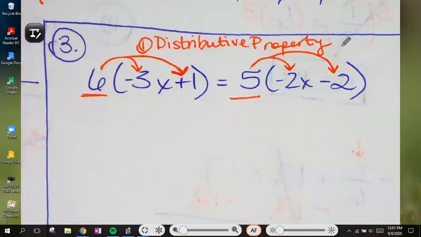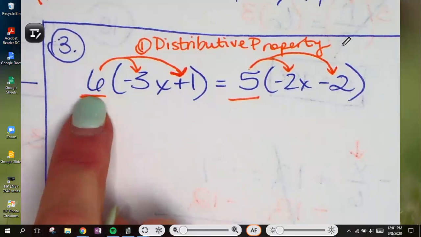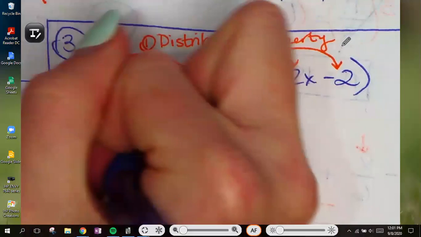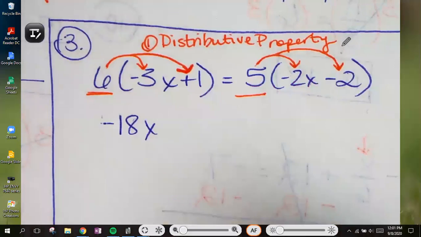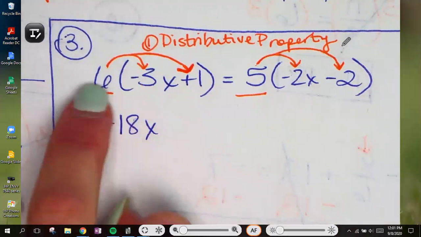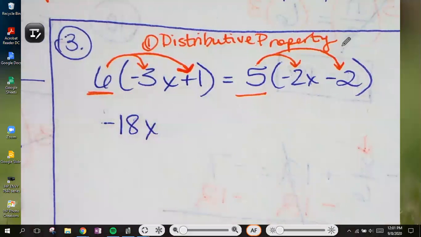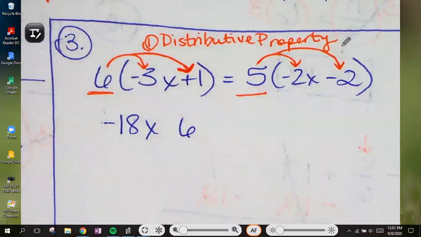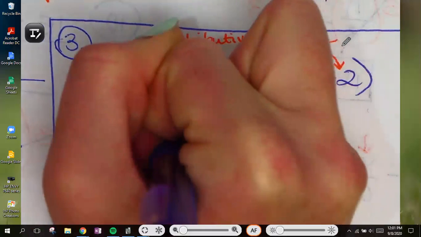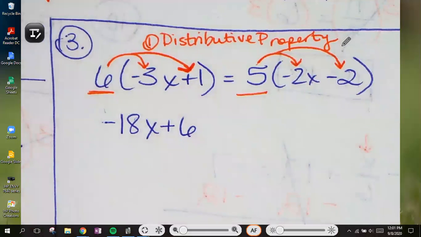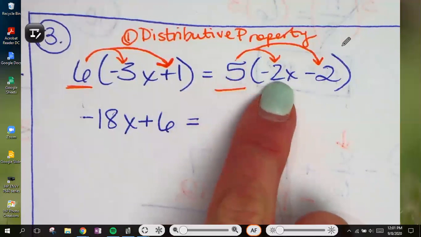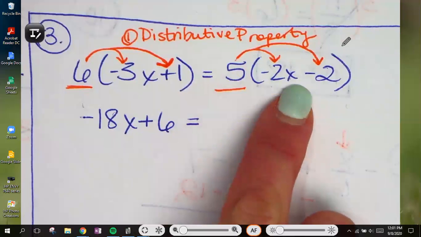Okay, so let's simplify that. So we have 6 times a negative 3. What's 6 times negative 3? Negative 18x. Don't forget to bring down your variables. Then we have 6 times a positive 1. 6. Okay, is it a positive 6 or a negative 6? Positive 6. So we have to make sure we put that plus sign in there. Okay, all of that equals, we have 5 times a negative 2x.